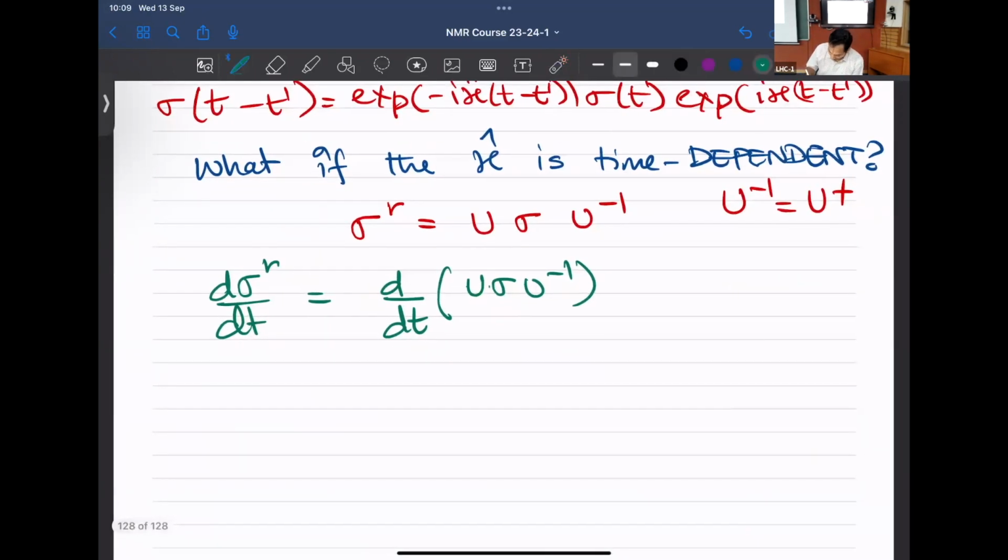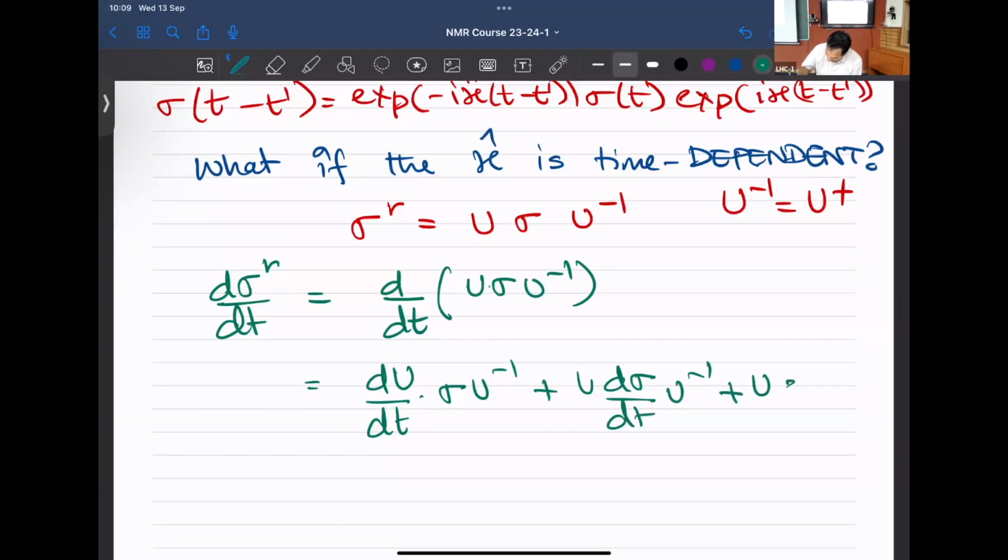So now this is going to be d by dt of U times sigma U inverse, plus U d sigma by dt U inverse, plus U sigma dU inverse by dt.